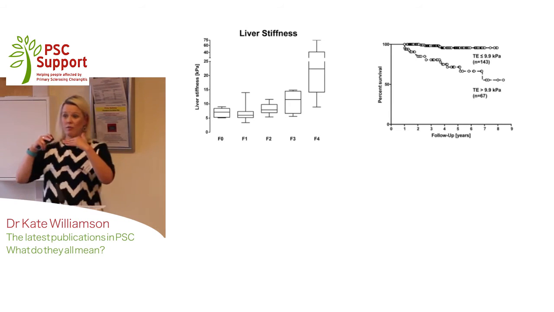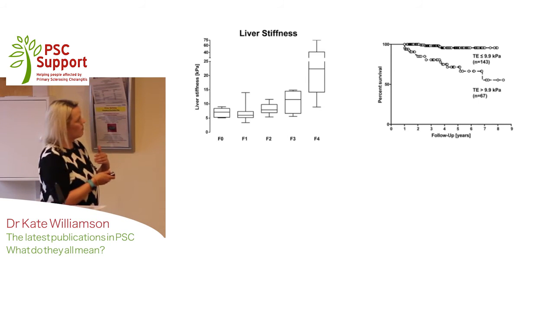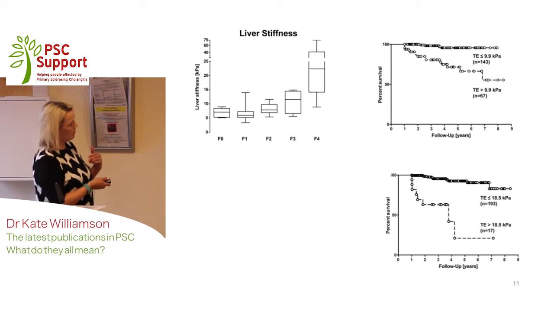And then they looked at cut-off points for the numerical value for the FibroScan. So they looked at 9.9. If you were less than 9.9, you had an extremely good outcome, and if you were greater than 9.9, not so good. But then also, if you used a different cut-off of 18.5, again, you did quite well.